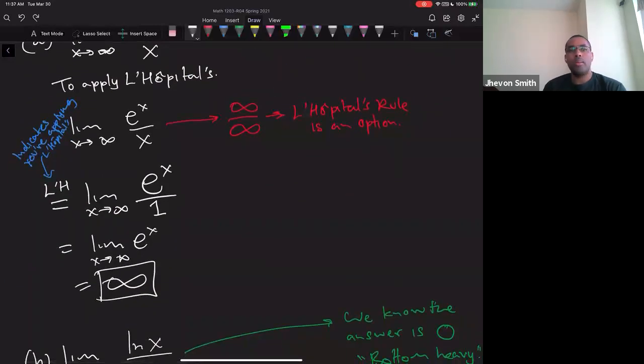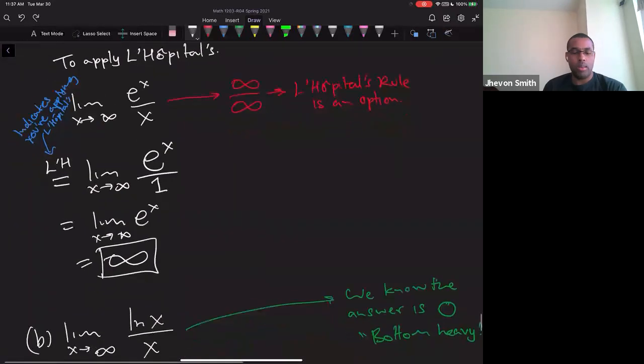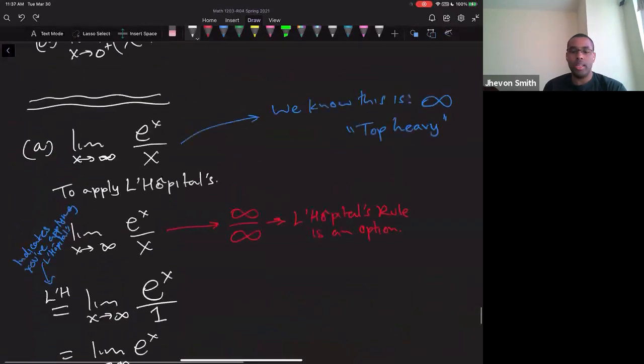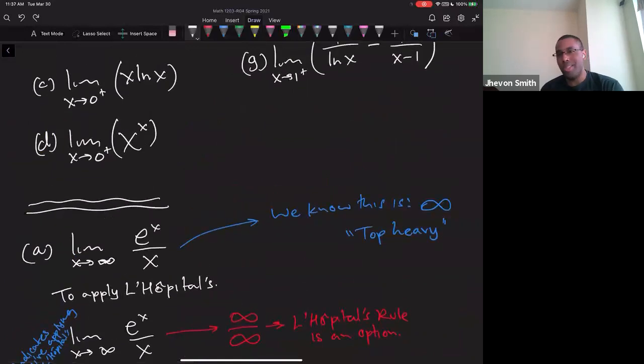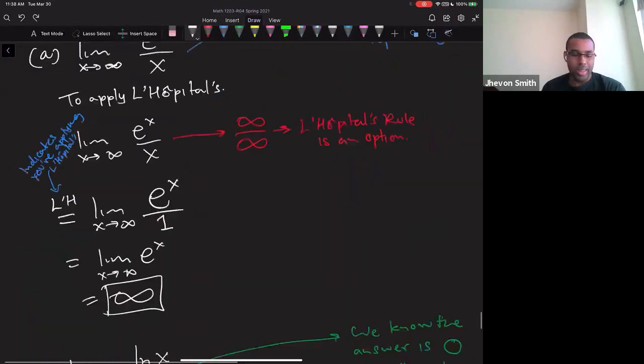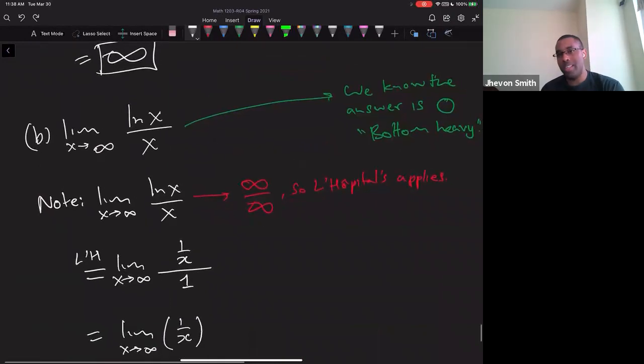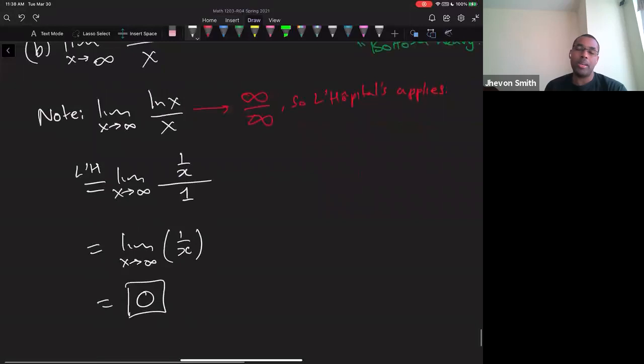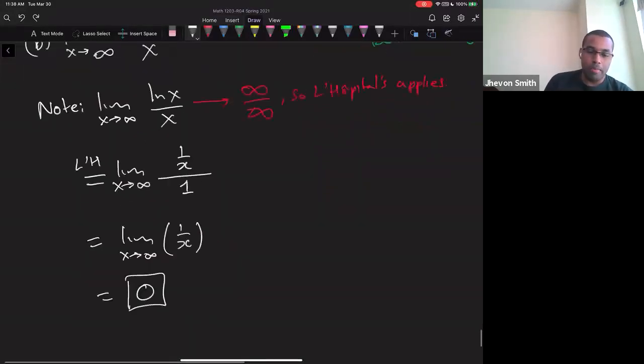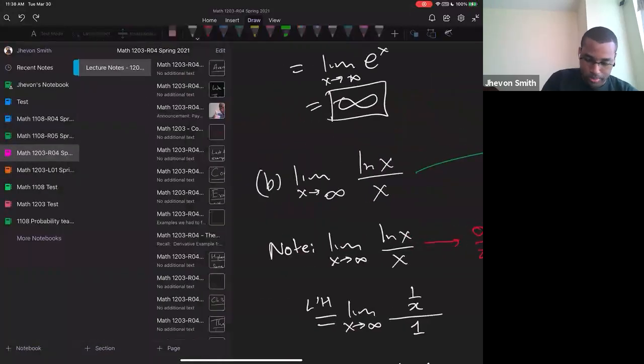And yeah, after that, we could tell the answer pretty easily. We could actually know what the answer was because it was top heavy. This one was bottom heavy. We should have known the answer was 0, but just as an illustration of L'Hopital's rule and the fact that it will give us the same answer, we applied L'Hopital's rule and we got 0 as well. Now let's move on to the others.